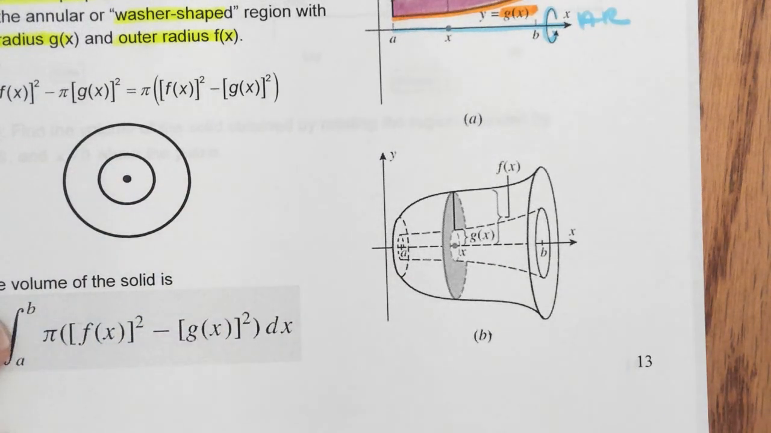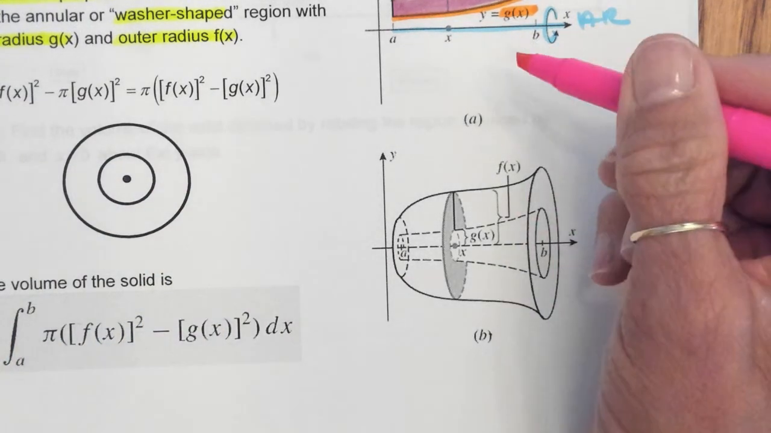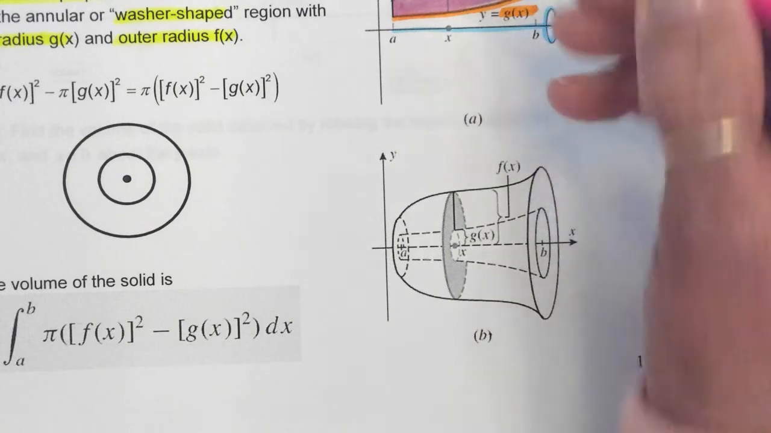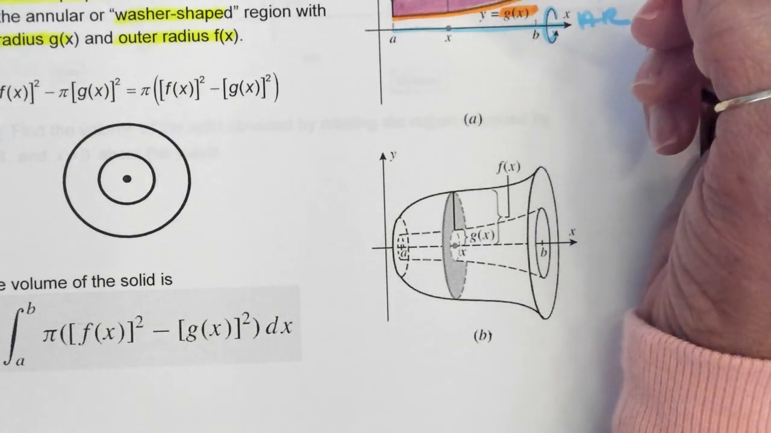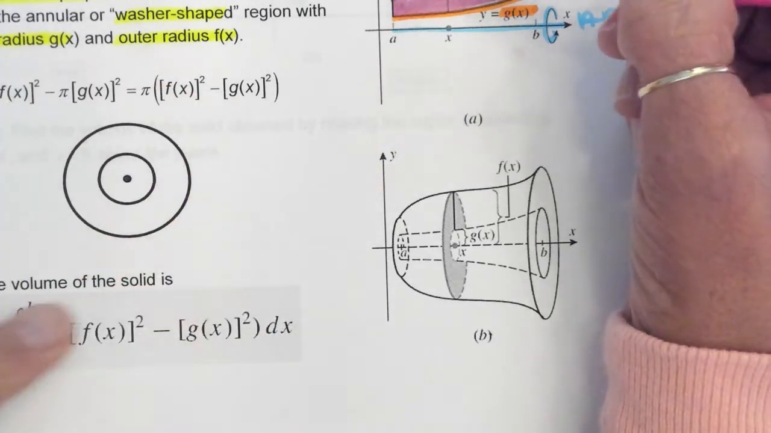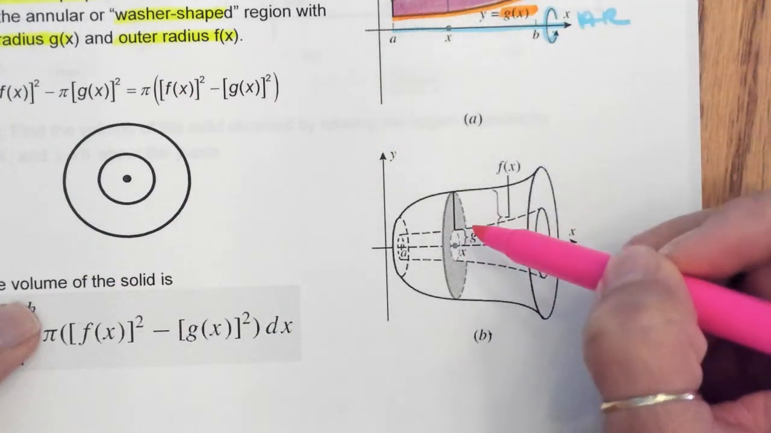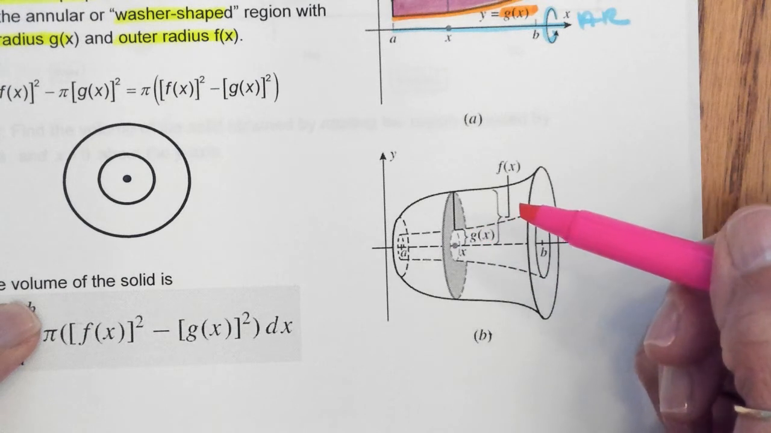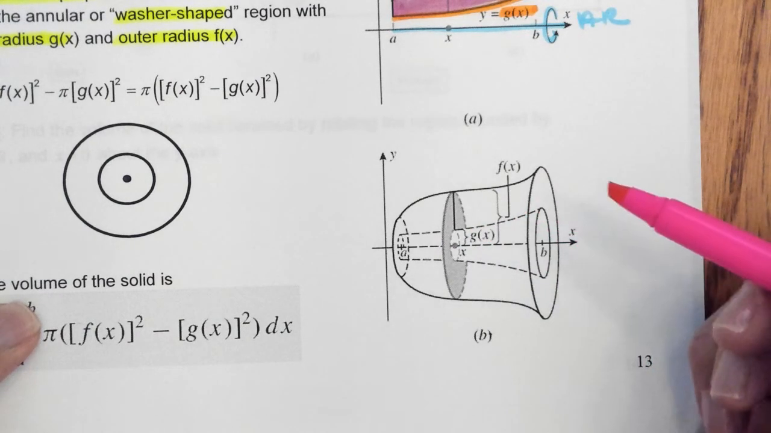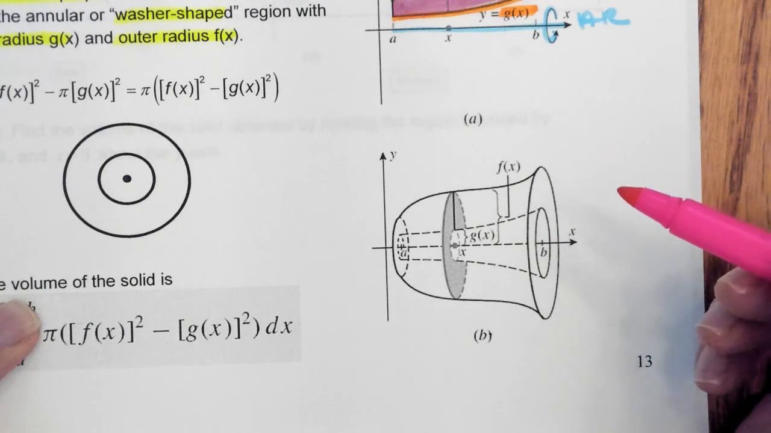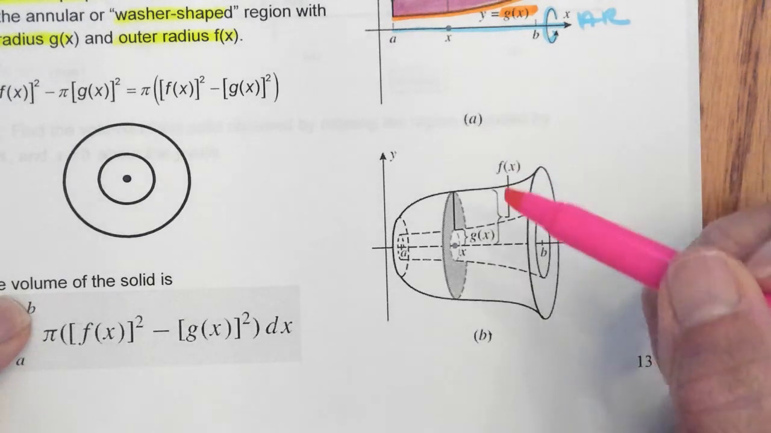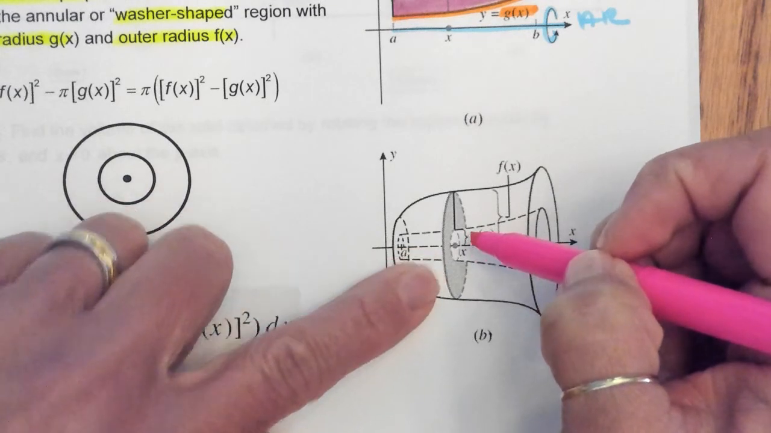So what we have to take a look at is if we go from the very top, which is going to be our region R, or let's call it our capital R, and then to the very bottom, what that creates is a hole here.